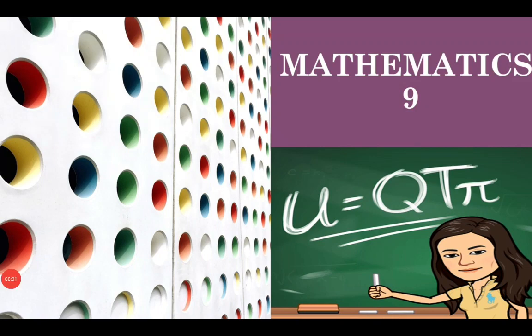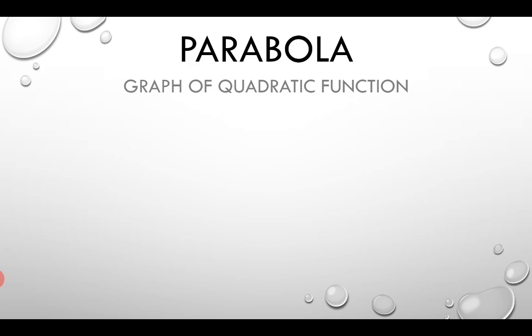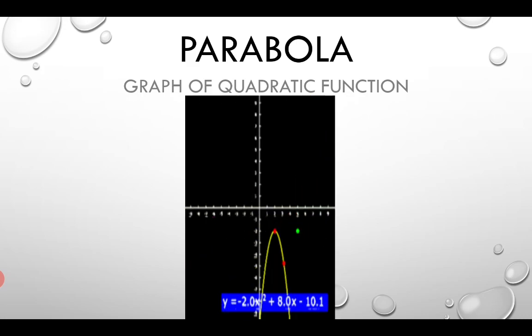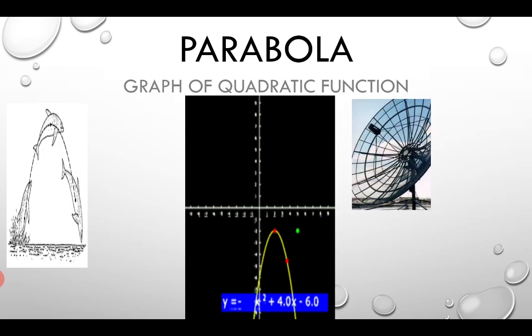In today's video, we are going to discuss graphing quadratic functions and analyzing the effects. This is part of your Math 9 Week 4 module. So the graph of a quadratic function is called the parabola. The parabola can open upwards or downwards. In real life, these are examples of parabolas.